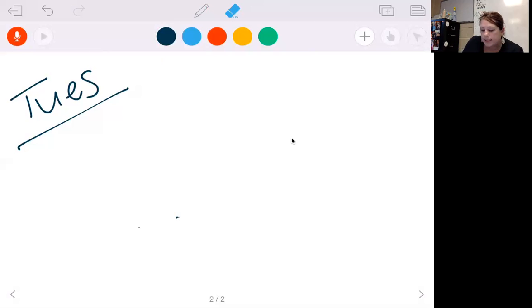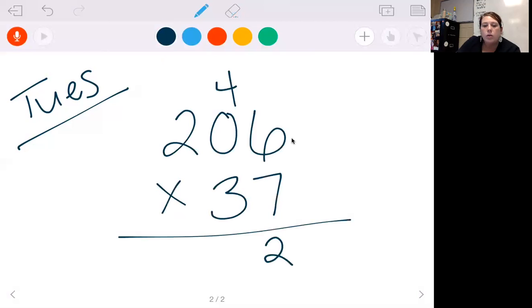Let's do 206 times 37. 7 times 6 is 42, so I'm going to put my 2 and carry my 4. 7 times 0 is 0. 0 plus 4 is 4. And then 7 times 2 is 14. I'm going to put my placeholder 0.